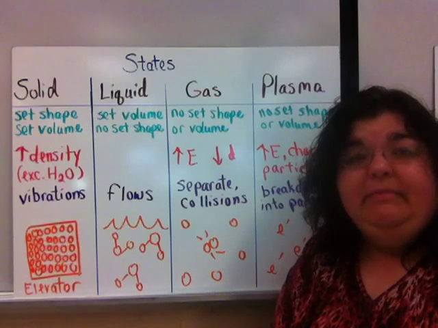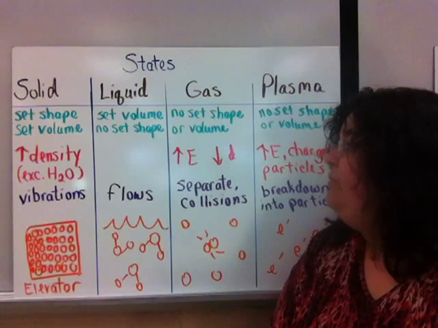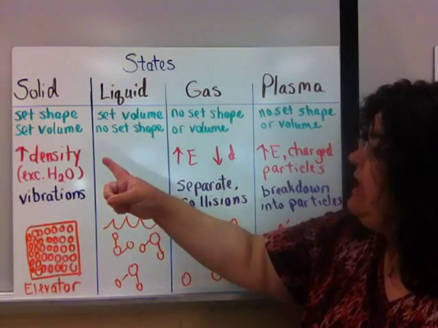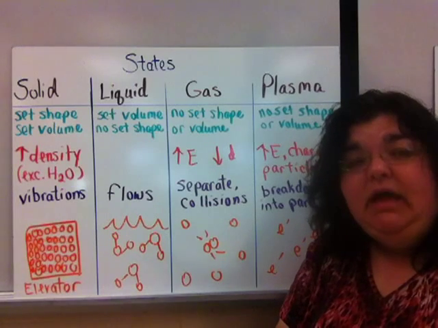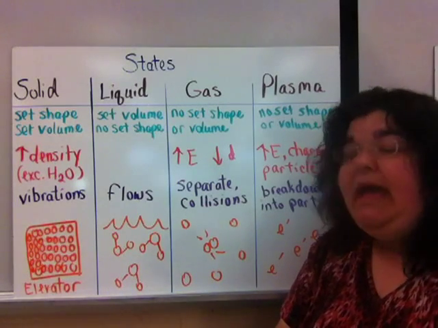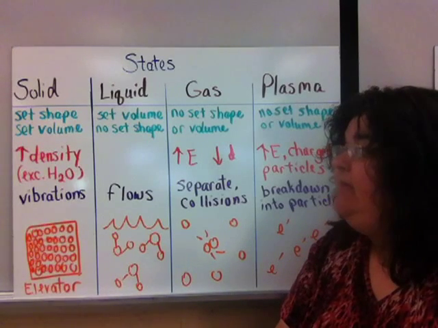Something else that's true about matter is that it can have a different state. And there are 4 states of matter. We have solid, liquid, gas, and plasma. Now, solid is an object that has set shape and set volume.